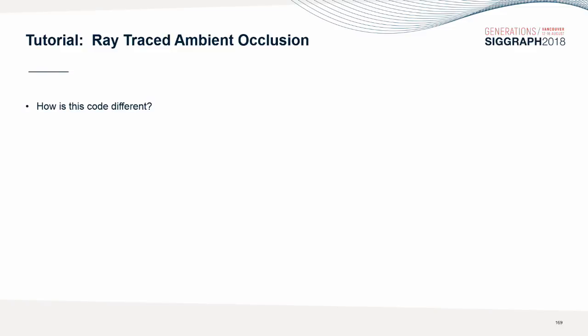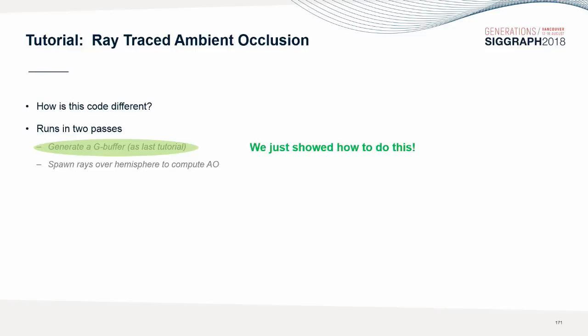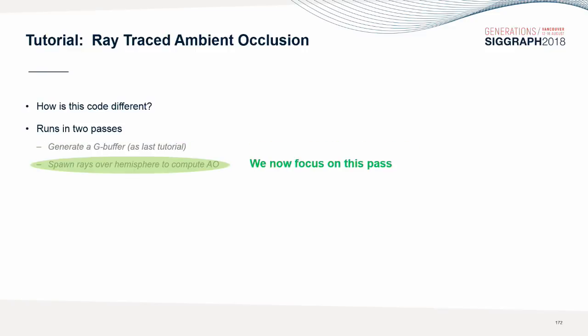So how is this code different than what I just showed you? Well, it runs in 2 passes. It generates a G-buffer and then spawns rays from those hit points to compute ambient occlusion. I just showed you how to do the first part. So the next step is this part, and we're going to focus on that.